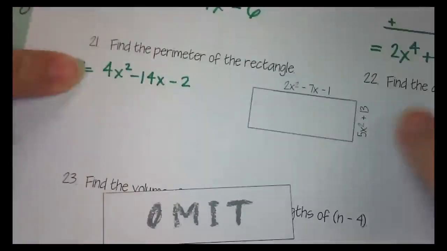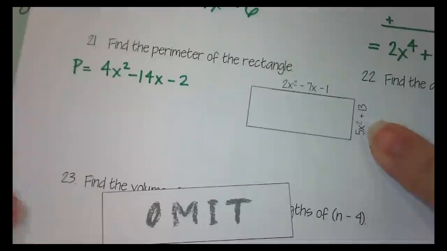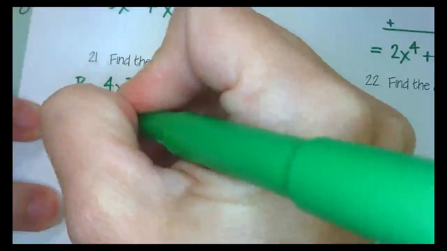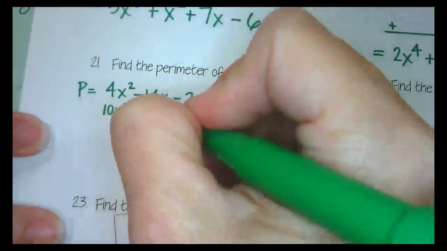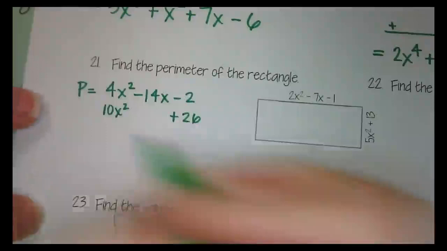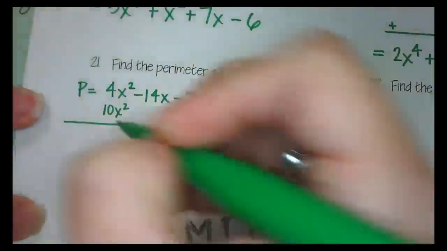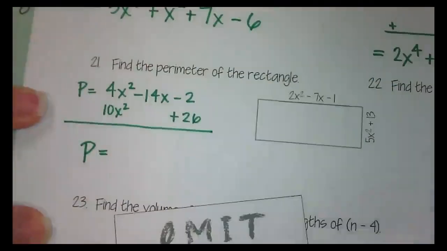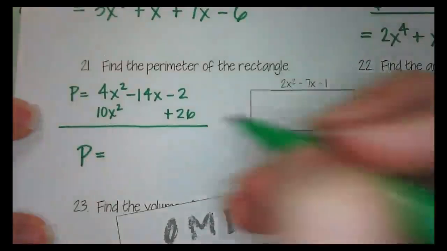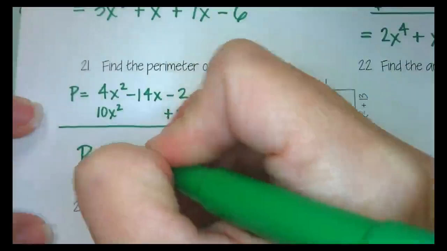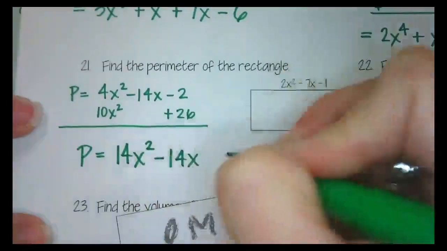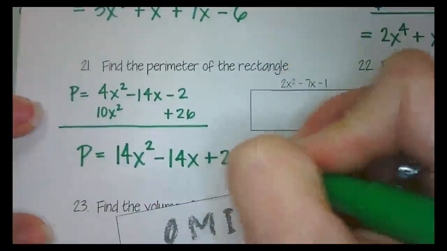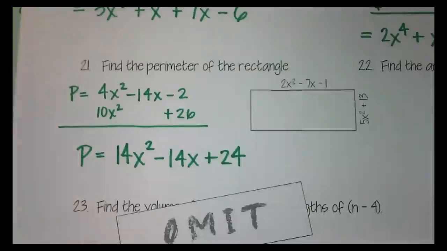All right, if I have 2 of these, that would be 10x squared. So I'm going to put that right there. 10x squared and 26, which I'm going to line up right there. So add these all together, and I find out that the perimeter of this rectangle looks like it is 14x squared minus 14x plus 24. A lot of 4's in there.